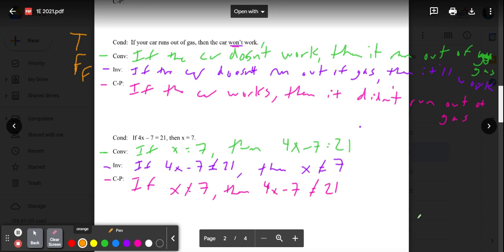Last one. If the car works, which means the car is running, then it didn't run out of gas. Well, if the car's running, then it must have gas in the tank. Otherwise it wouldn't run. So that's true. Okay? So in this particular instance, the conditional is true, the contrapositive is true, and the converse and inverse are false.